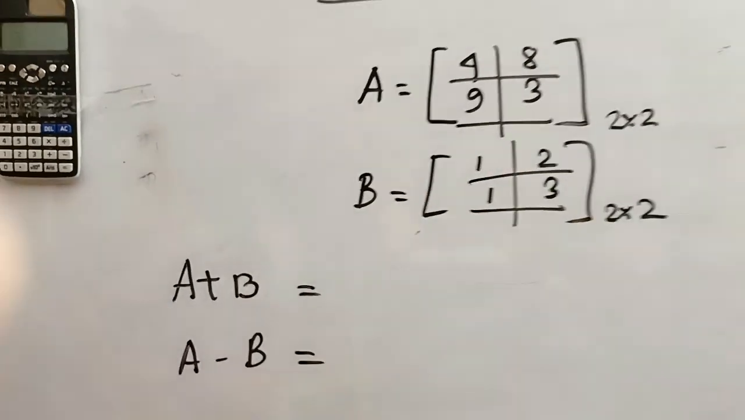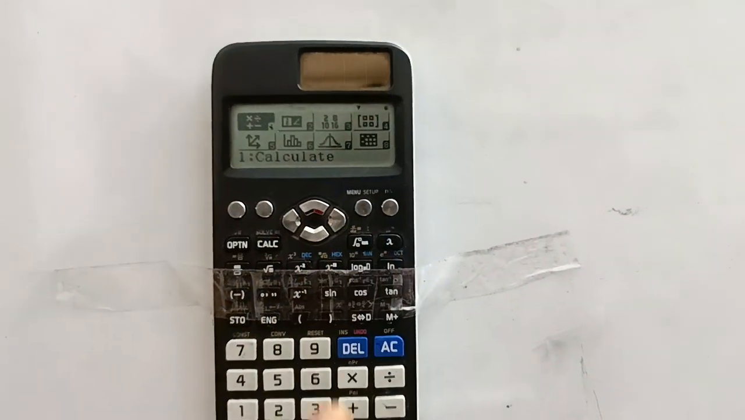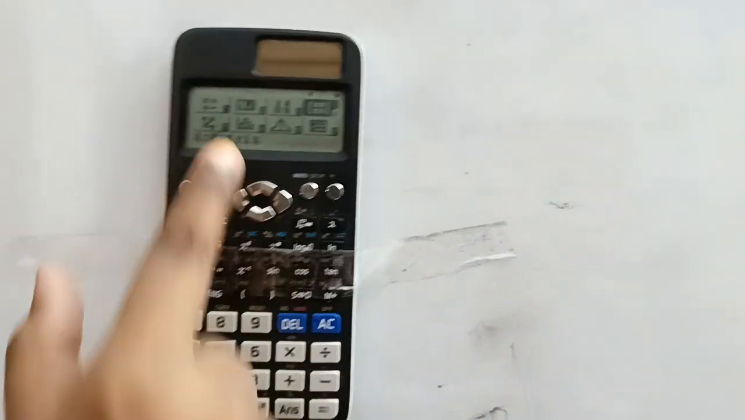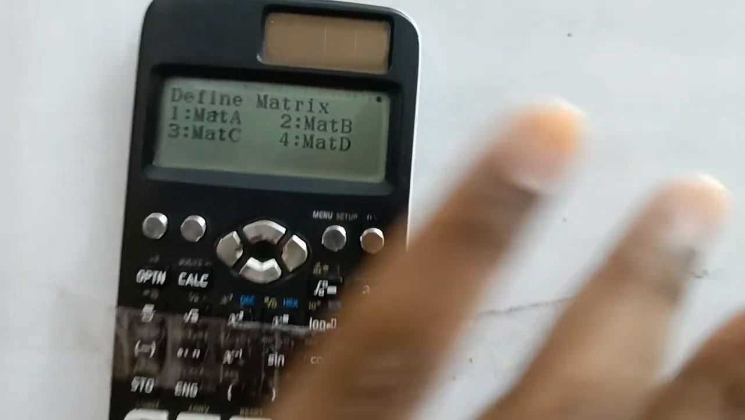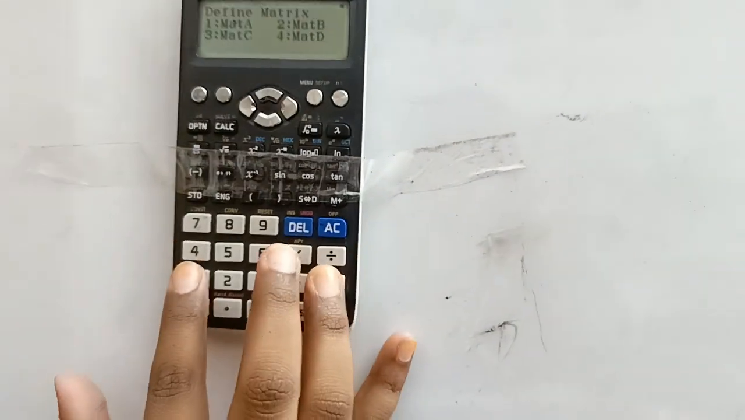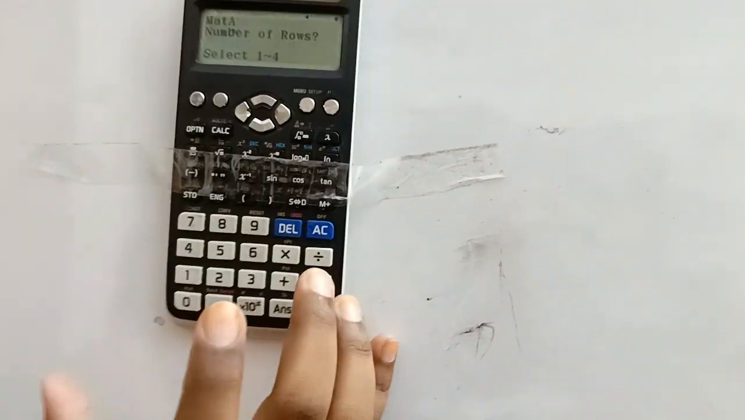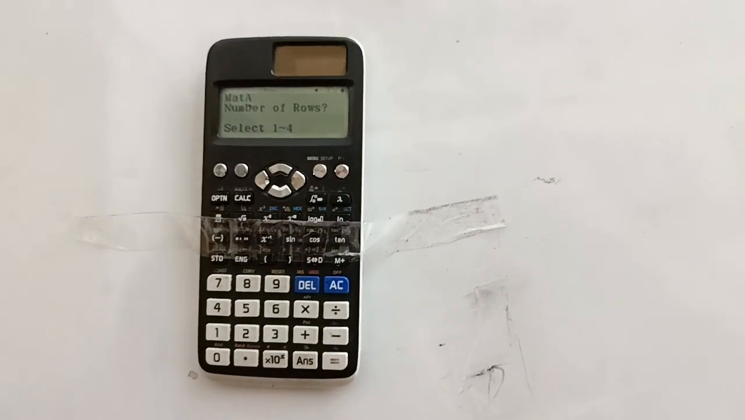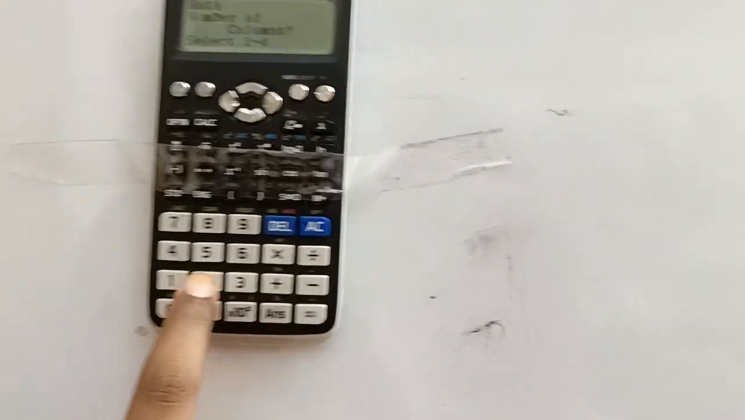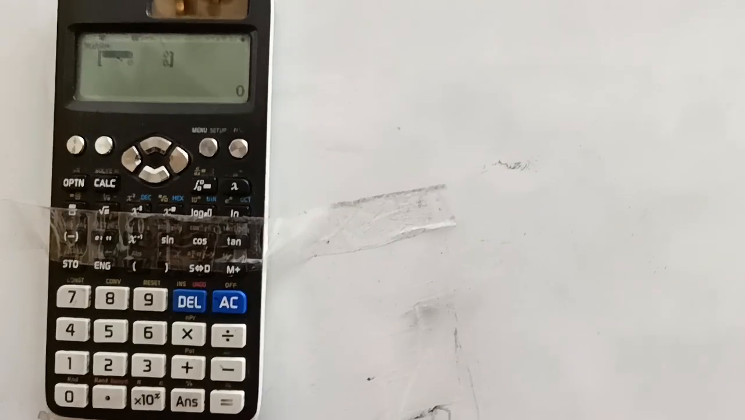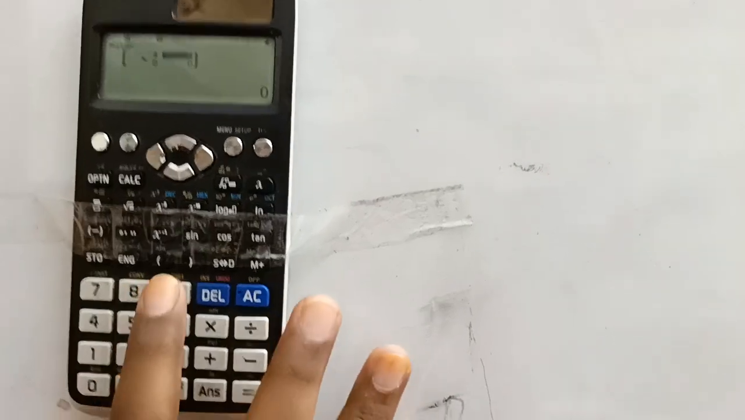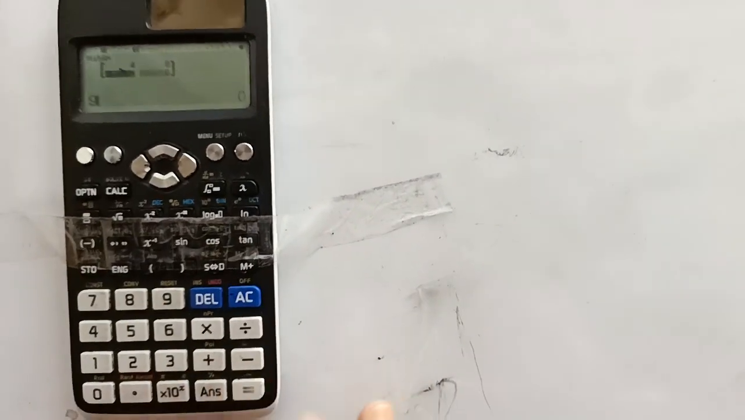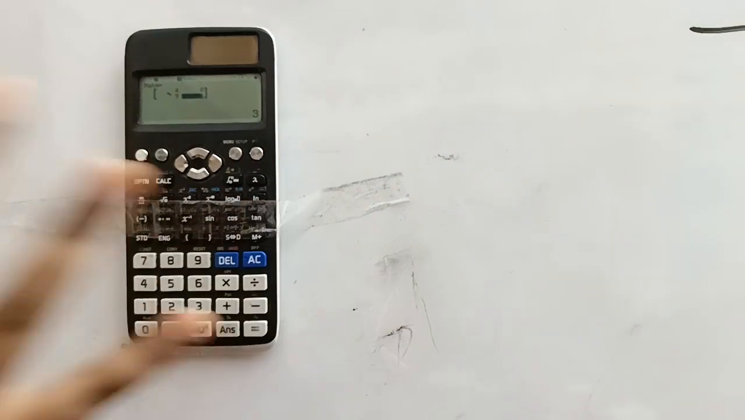So let's get started. At first, switch on the calculator. Go to the menu button, shift right. Press option 4, which is matrix. Define matrix. Any one can be defined or can be selected, no problem. So I'm going to select option number 1, which is matrix A. Now they are asking me the number of rows. The number of rows is 2, number of columns is also 2, as we have got 2 by 2 matrix. Now I'm going to place the values, which are 4, 8, 9, 3. Here we have set the values.